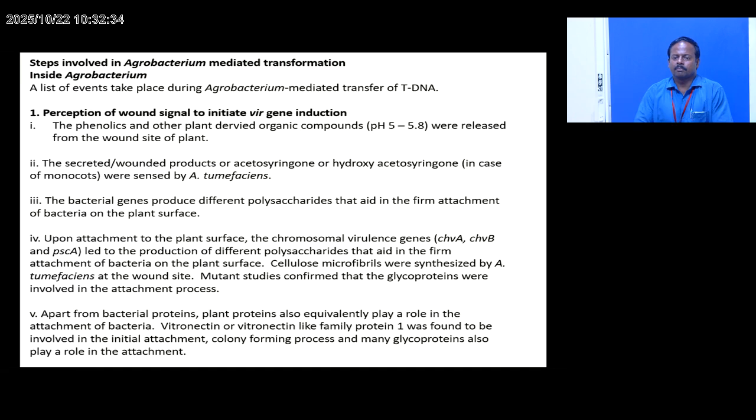Apart from bacterial proteins, some plant proteins are also involved in this attachment. For example, vitronectin or vitronectin-like family protein 1 was found to be involved in the initial attachment and colony forming process, and many glycoproteins also play a role in attachment.